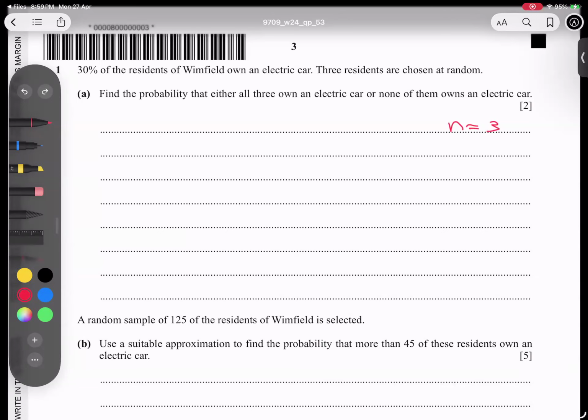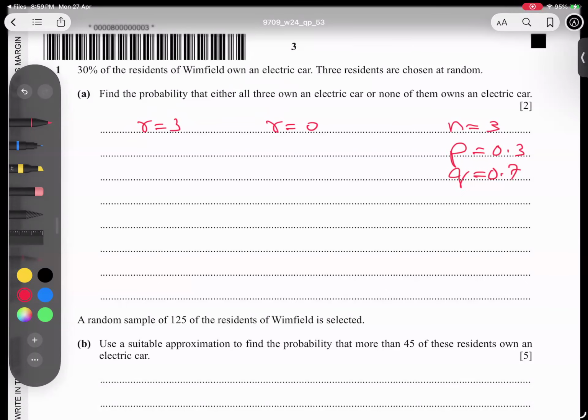So we have the first option, all, which means the R value is 3. The probability of owning a car is 0.3, and not owning is 0.7, which is 1 minus 0.3. He said either all 3, or none. None means 0. So we have 2 options. Okay, students, let's try it.